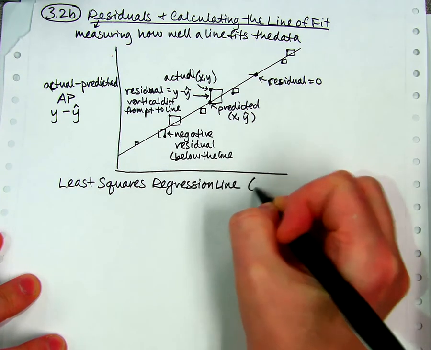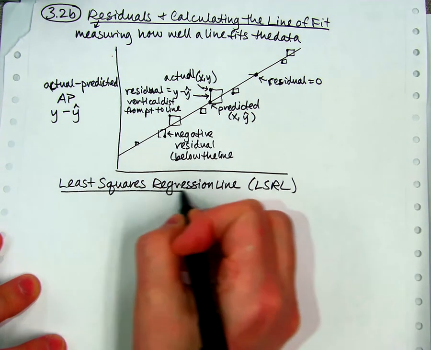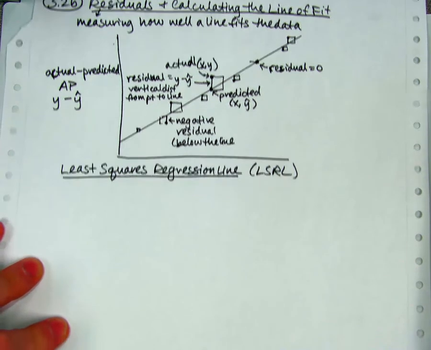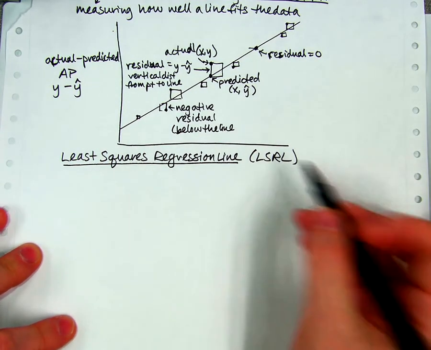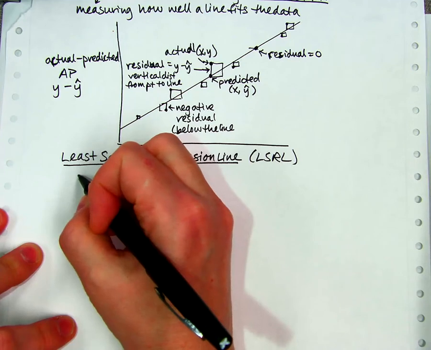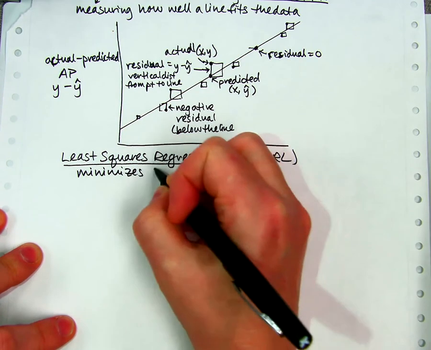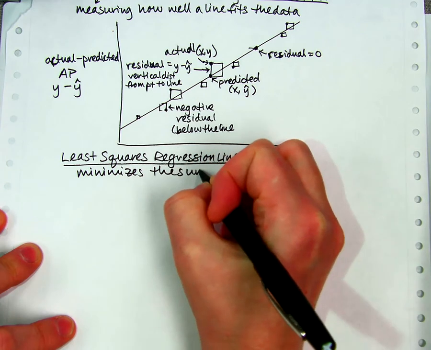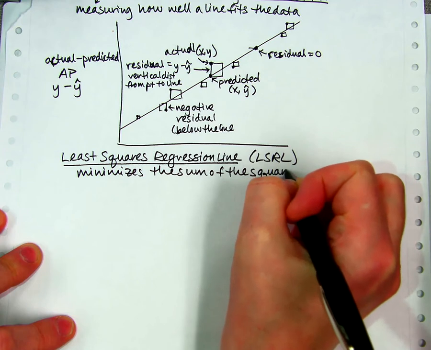It's often called the LSRL. I may ask you later what LSRL stands for, and hopefully you would remember that it's least squares regression line. If I'm too lazy to write this, this is what I write instead. What do you know? It minimizes the sum of the squares of the residuals.